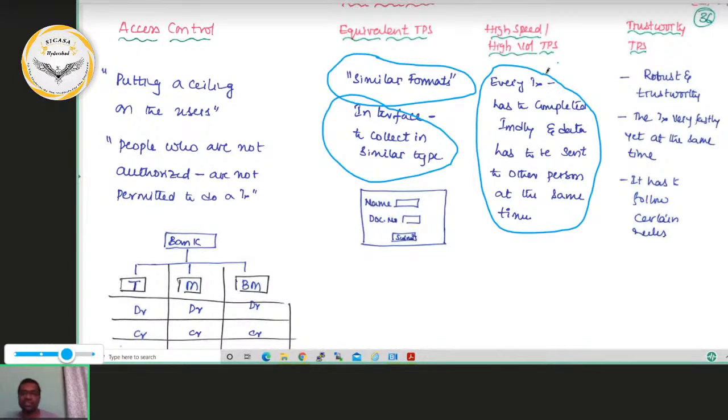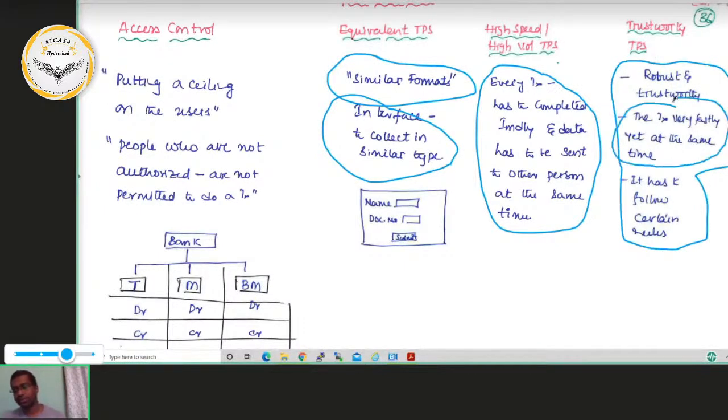Okay, the last one is called trustworthy TPS. What do you mean by trustworthy TPS? It is nothing but every TPS should be a robust one. It has to do the transaction very fast, and at the same time it has to follow certain rules. What the rules are, we'll see in the next topic. So these are the 4 attributes of TPS.